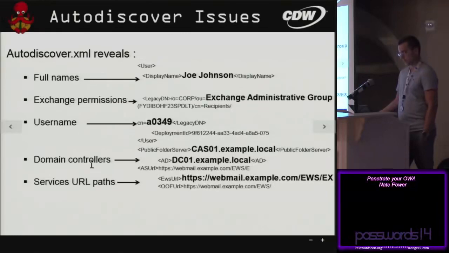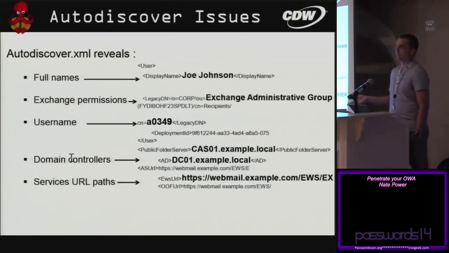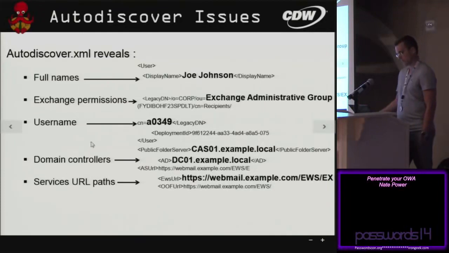We find some more discoveries, such as domain controllers, which is pretty interesting because going through enumerating multiple config files, you find things like not every user authenticates to the same domain controller. Or even going back to the Exchange permissions, I've found Exchange administrators to screw up the permissions so badly that you're actually able to identify system administrators. And then the config file gives you things like service path URLs and what that user has permission to access.